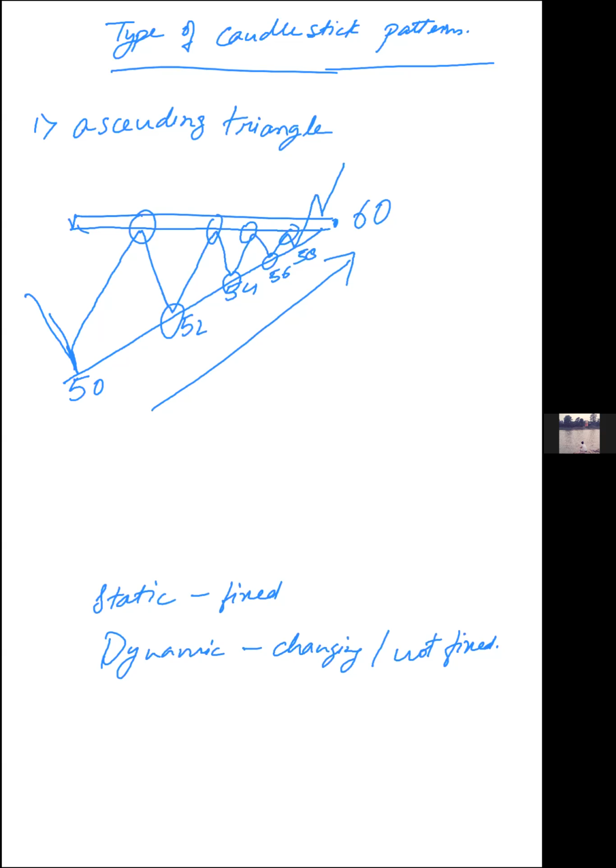Resistance getting weak, just because people are buying on dips. This scenario is called buying on dips. Every dip is being bought. Clear? An ascending triangle has a static resistance and dynamic support. See, the resistance is fixed and the support keeps changing.